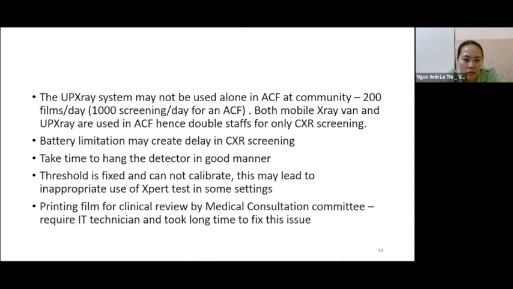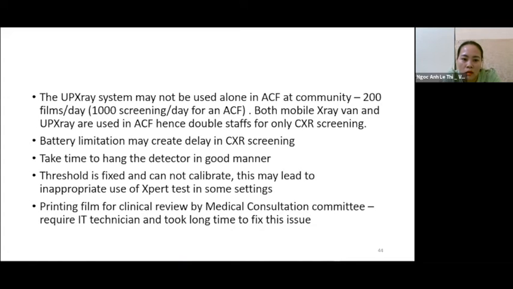And the fourth thing is about the threshold, because for the initial time when we do the screening, the threshold is fixed, and we cannot calibrate it for high variance and some factors that affect the threshold level.